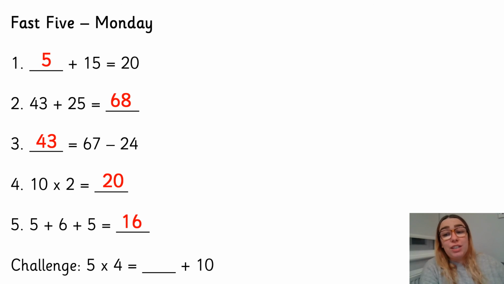And the challenge question, 5 times 4 is the same as something add 10. We need to balance those two sides. So whatever 5 times 4 is, something add 10 is going to be the same. 5 times 4 is 20. So what add 10 is going to equal 20? 10 add 10.